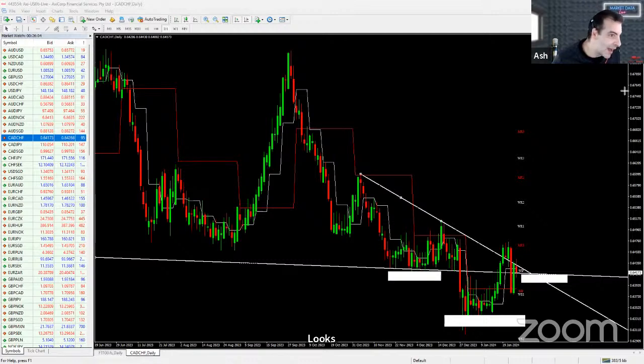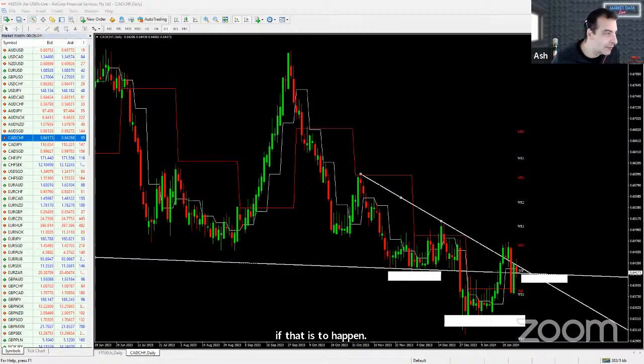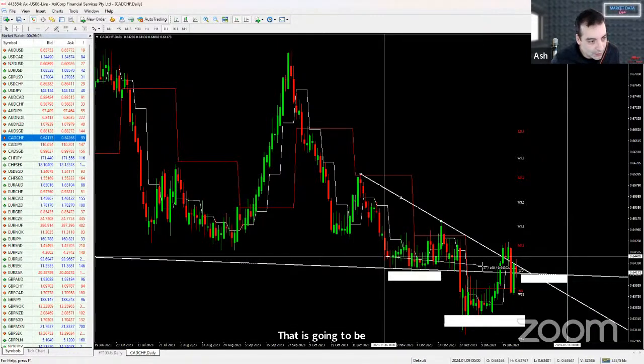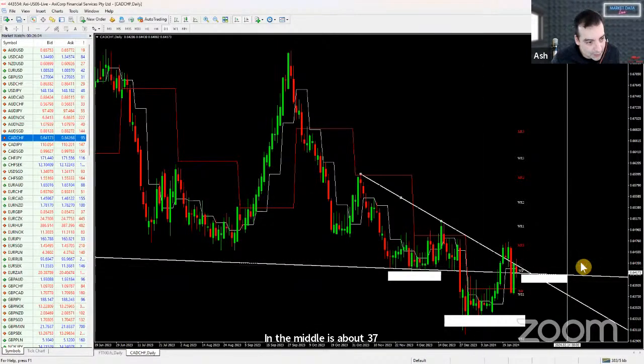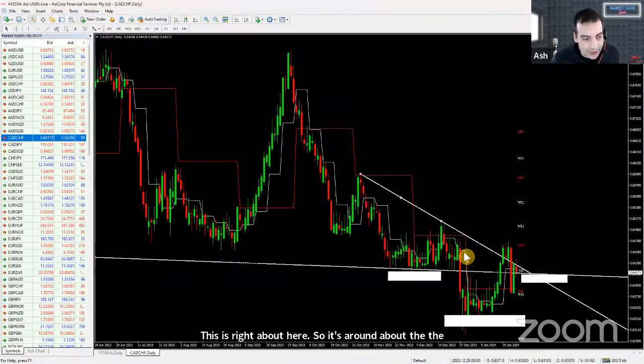Now, if that is to happen, we'll count the bars. In the middle is about 37. So it's around about here. So it's around about the second to third week in February, before this happens.